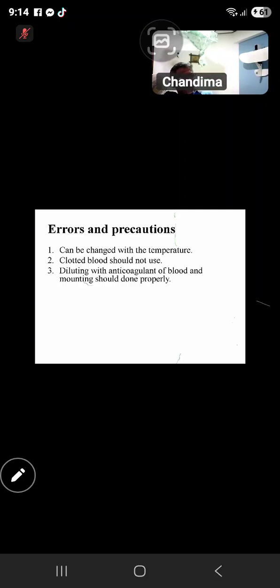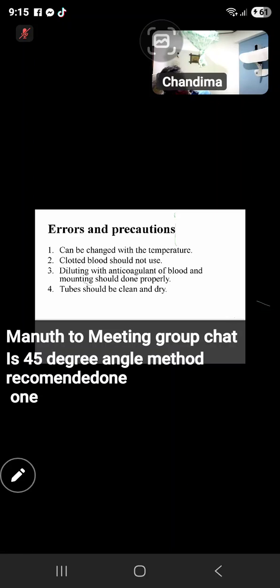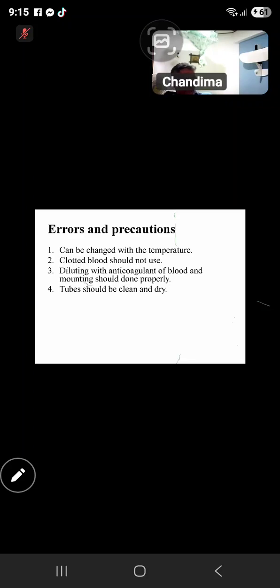Mounting should be in a clearly vertical position, and the rack should be placed on a clearly flat area, right? Then the tube should be clean and dry. It should not contain any water droplets, which may cause hemolysis, and there should not be any protein. If the tubes have protein, you have to deproteinize the tube before mounting the cells.